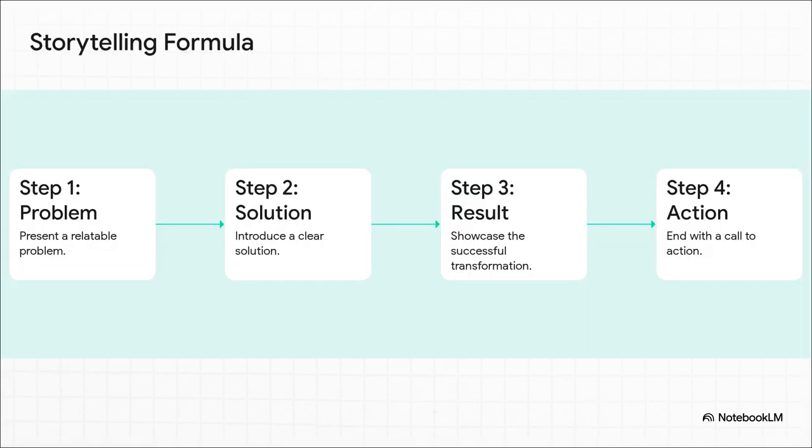And here it is, laid out in 4 simple steps. Step 1, you hook them with a problem they can relate to. That's your pain point. Step 2, introduce your solution as the hero of the story. Step 3, show the positive transformation. Don't just talk about it, show it. And finally, step 4, give your audience a clear next step. That's the call to action. Problem, solution, result, action. It's really that simple, and it is incredibly powerful.